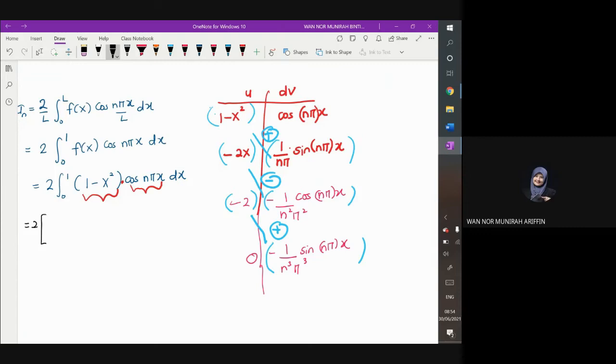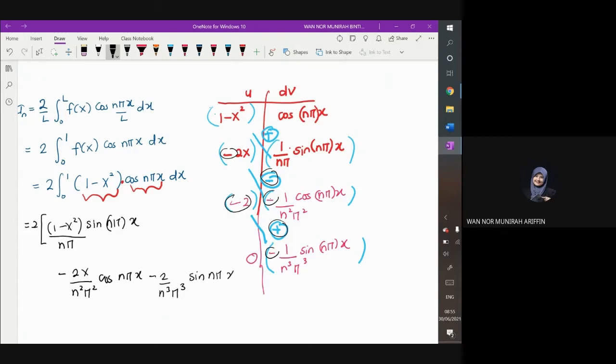So you have 1 minus x square times sine n pi x over n pi. So I put it anywhere, just do not cancel out. Negative, negative, negative is negative. So I cover here. Minus 2x over n square pi square cos n pi x. And then this one is positive. Negative, negative is positive. Negative 2 over n cube pi cube sine n pi x.